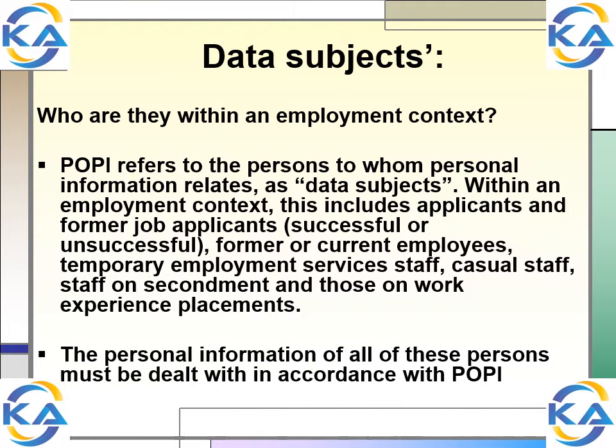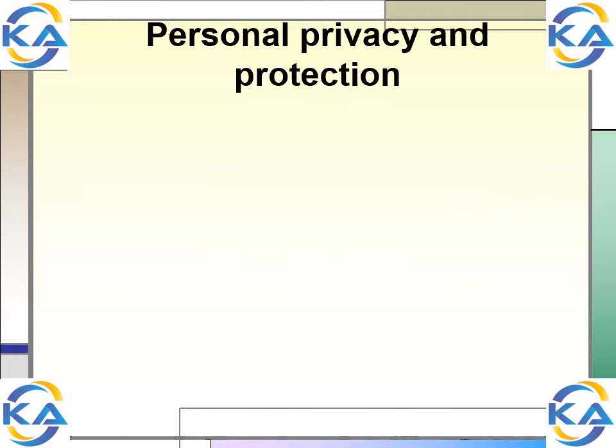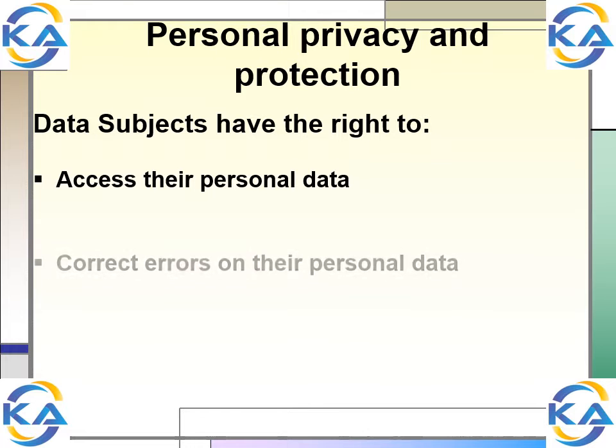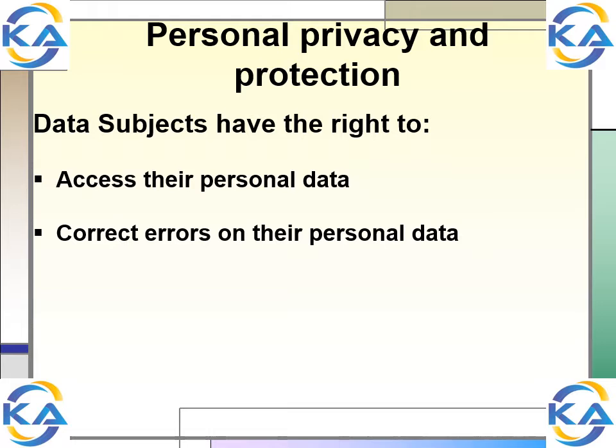The personal information of all of these persons must be dealt with in accordance with POPI, the Protection of Personal Information Act. Your personal privacy and protection: data subjects have the right to, so you as an employee have the right to, access your personal data that is kept by the employer, and correct errors on your personal data. You are urged to really make sure that your personal data kept by your employer is up to date. So if there's a change in address, a change in dependents, or certain data required by your employer, that needs to be updated on a regular basis and as and when it changes.